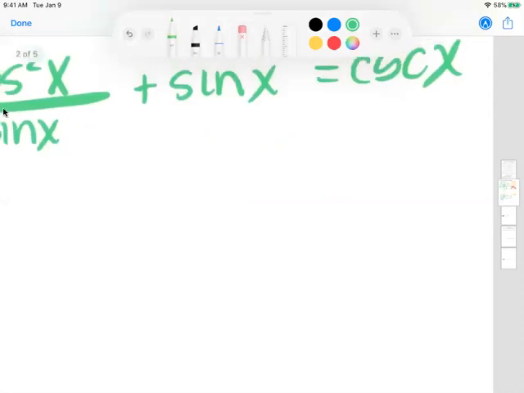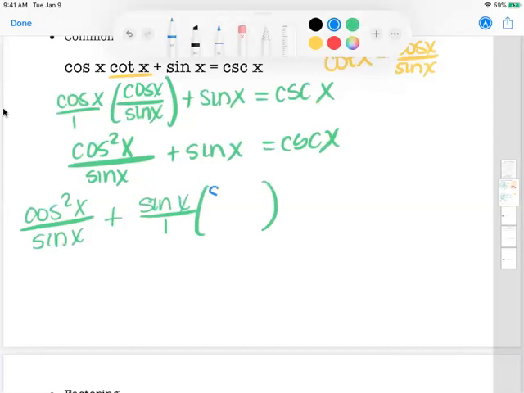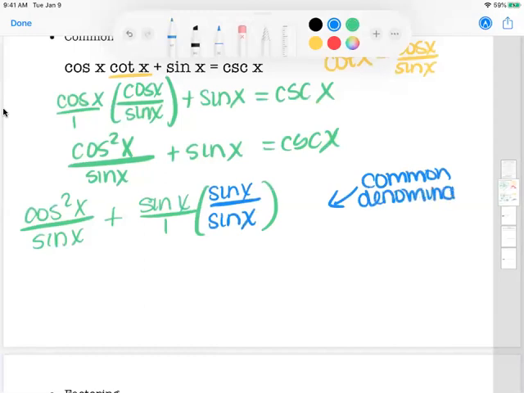So in this case, what I'm going to do is just copy down this part again. So I need to multiply sine of x over 1 times sine of x over sine of x. This is where we are getting a common denominator. And that still equals cosecant x.